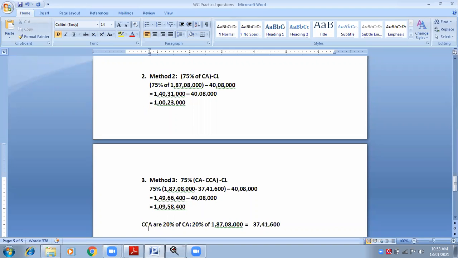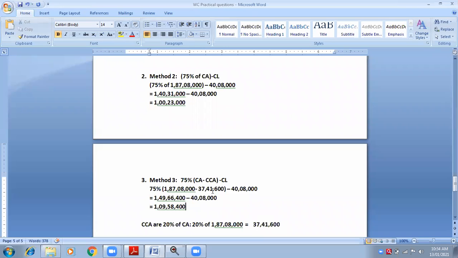They have informed us that core current assets are 20% of current assets. So current asset is 1 crore 87 lakhs 8,000. You will take 20 percentage of this amount. 1 crore 87 lakhs 8,000 is my current asset. Same current asset, 20 percentage will have to be taken out of that. So how much would it be? 37 lakhs 41,600. This will be my core current asset.